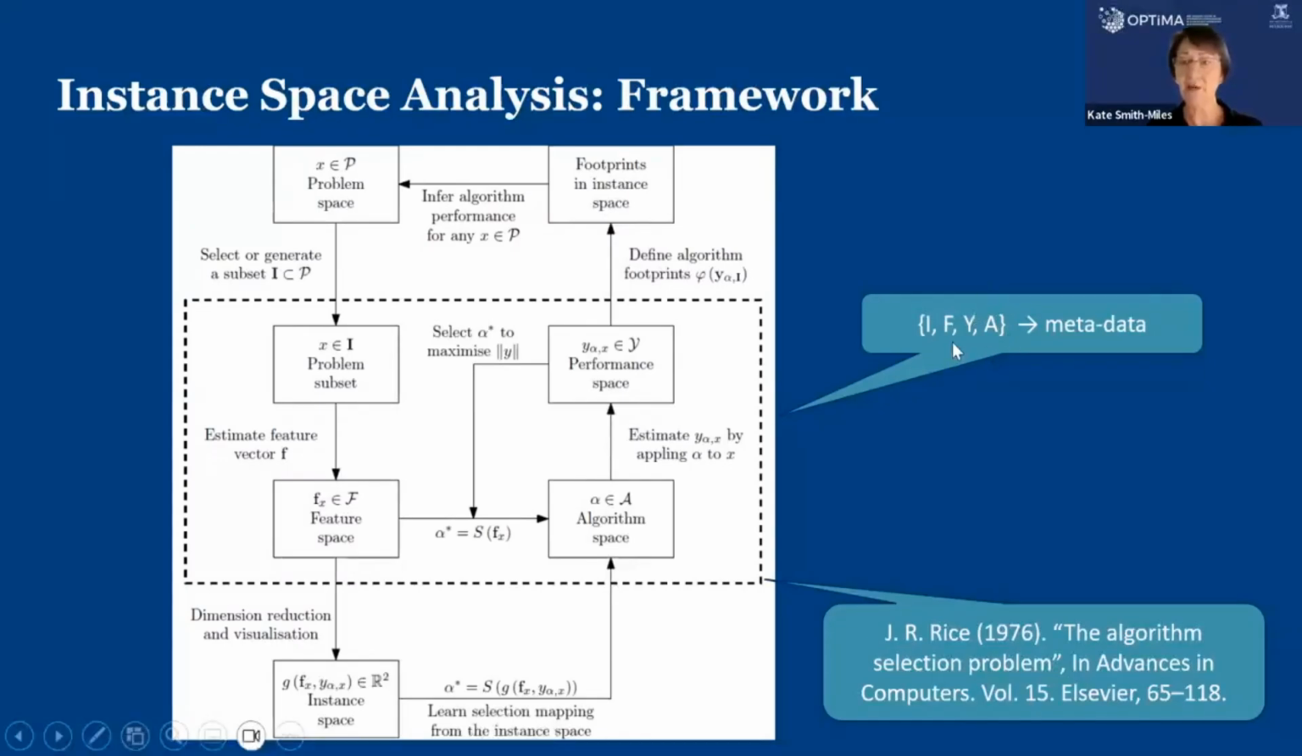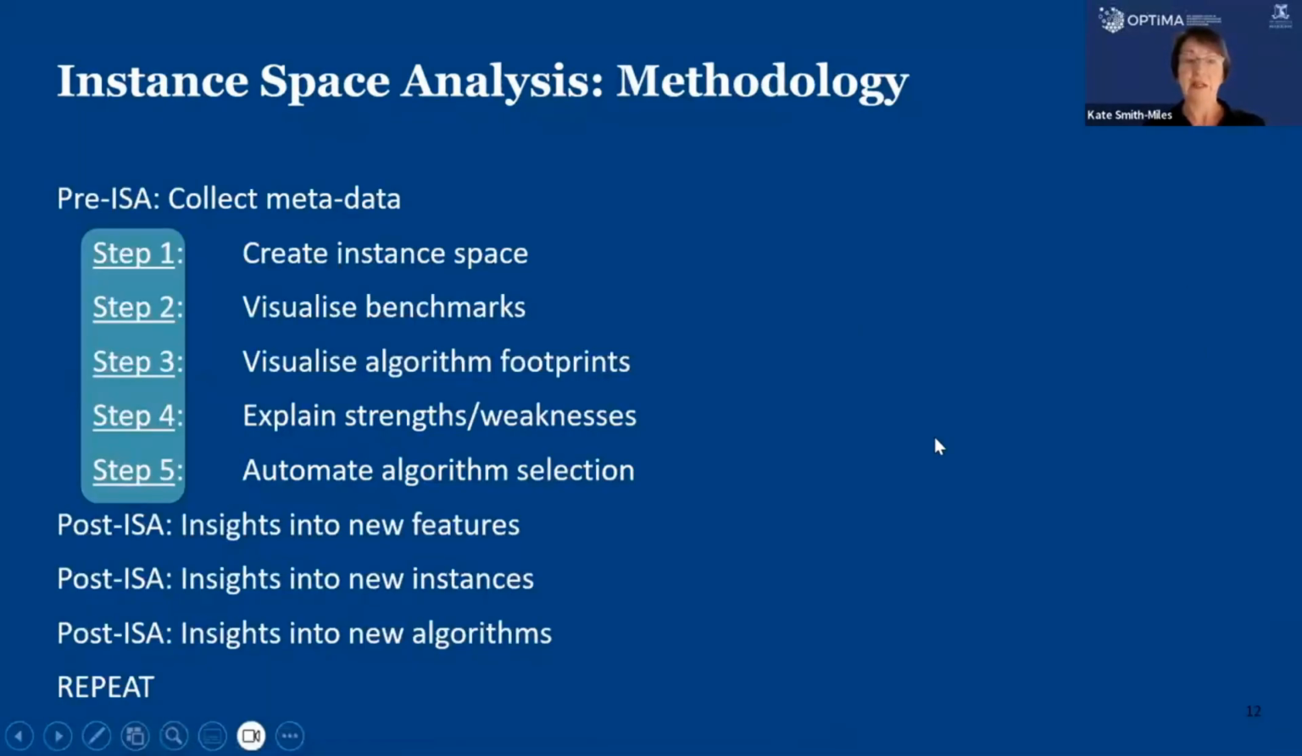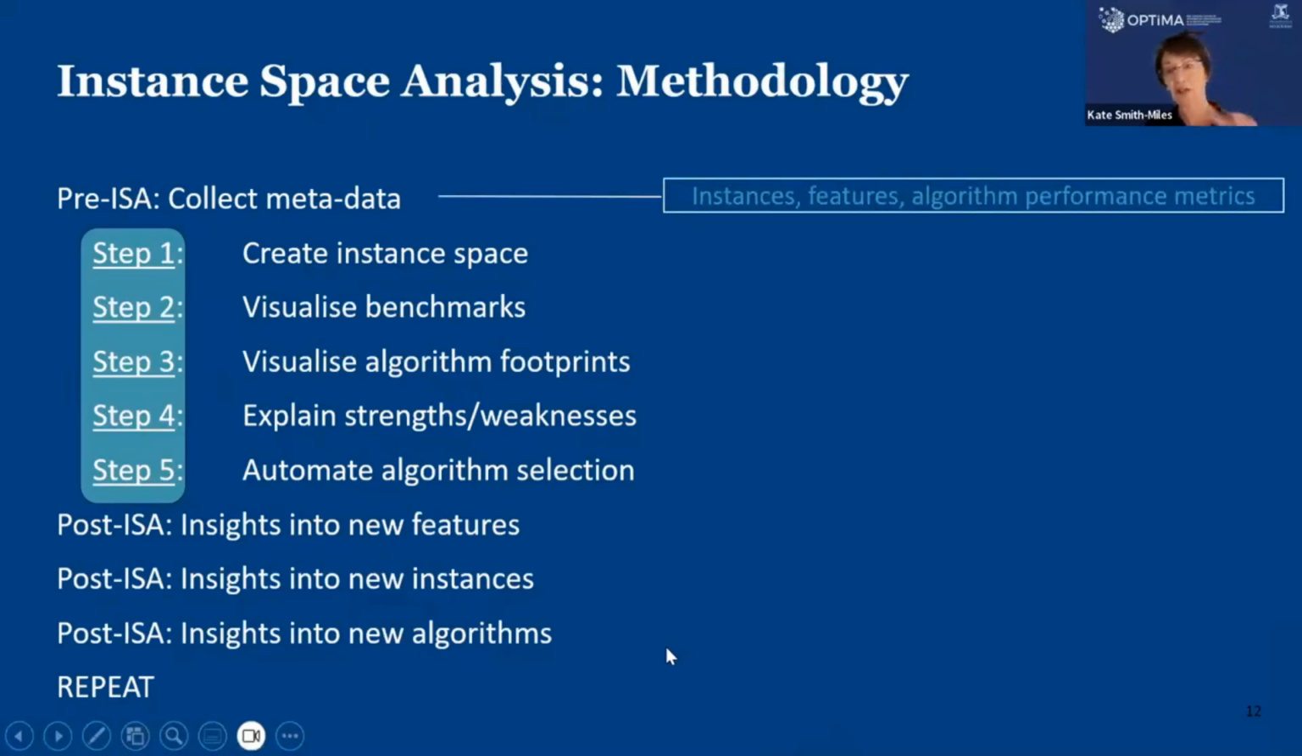So this is not a static process. Often you start with a collection of experimental data that you've done. You've run some algorithms on some instances and you've measured some initial features and you try to learn some stuff. And if you don't find that you're learning very much, you can iterate again. You can see in the instance space where you might generate new instances and you can create new features and things like that. So it's an iterative process. So the methodology then, before you start, you collect your metadata, your instances, features, and algorithm performance metrics. And then there are 5 main steps to create an instance space.